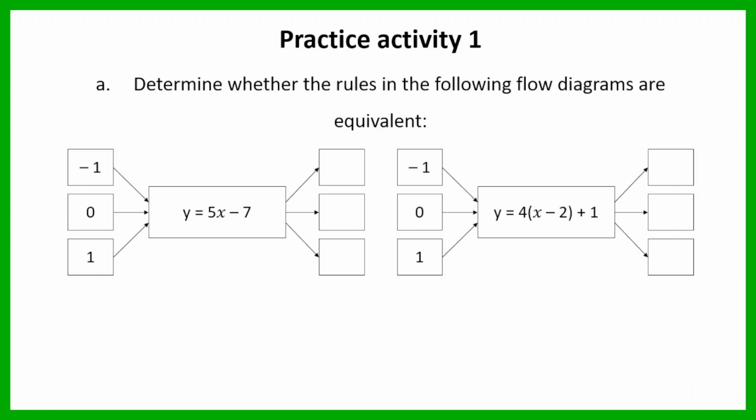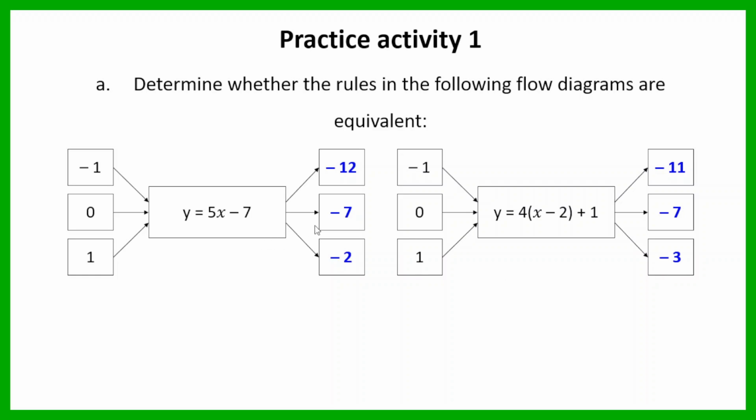Okay, so let's see what you should have got for that. So first of all, you should have found that with this one over here, if your input was -1, your output should have been -12. If your input was 0, your output should have been -7. And if your input was 1, your output should have been -2. So that's what we should have got for the outputs over here. Then for this one over here, if your input was -1, your output should have been -11. If your input was 0, your output should have been -7. And if your input was 1, your output should have been -3.